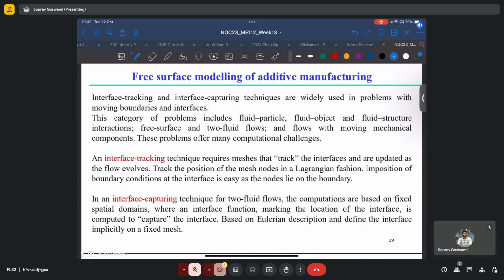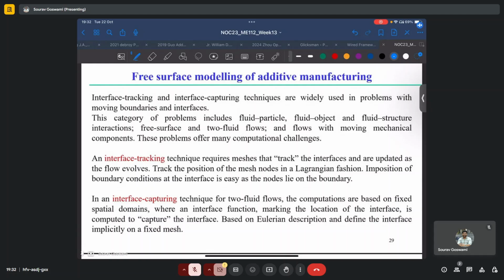An interface tracking technique requires meshes that track the interface and are updated as the flow evolves. This tracks the position of the mesh nodes in a Lagrangian fashion, that is, we travel along with the evolving interface.